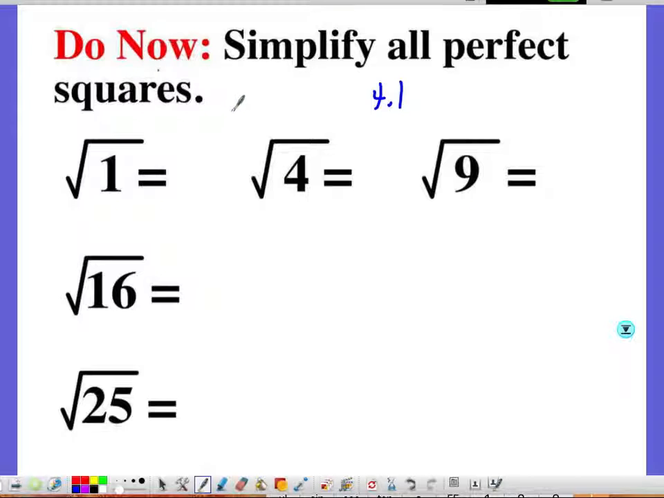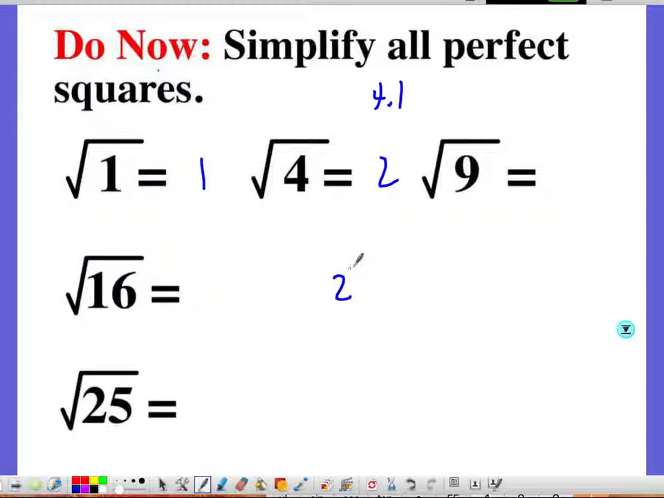So what I had you do at the beginning is to simplify all these squares. And very instinctively you guys were able to give me the answer. Square root of 1 is 1. Square root of 4 is 2. Now let's take a look at why this is.